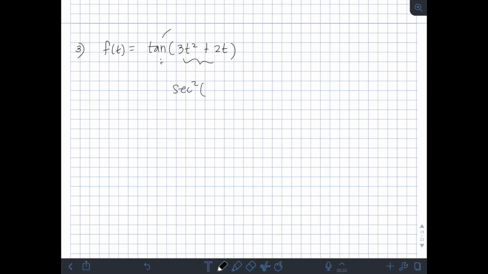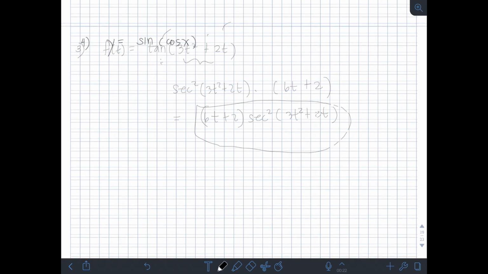This time, our x is the inside function itself. It's like evaluating the outside function at the inside function. So, we copy this 3t squared plus 2t. And then, we multiply it by the derivative of the inside function. What is that? Which this time is the polynomial 3t squared plus 2t. Power formula only, we have 6t plus 2. So, therefore, this is the final answer. So, 6t plus 2, I'll just write it first, then multiplied by secant squared of 3t squared plus 2t.